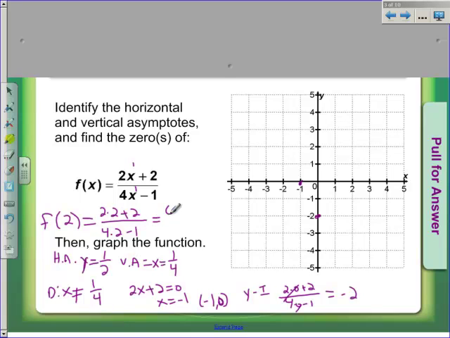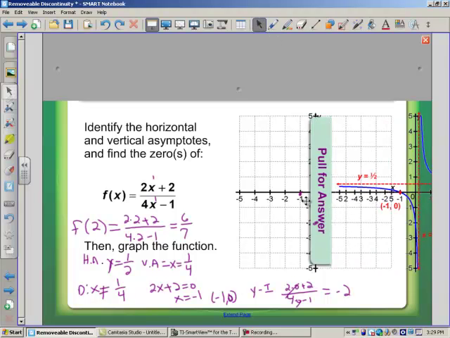And I get 6 over 7. So I know the graph is above the x-axis. It's up here. So that helps me know where the little branch goes. So let's see. We got our x-intercept, y-intercept, our asymptote, a horizontal asymptote at 1/2, vertical asymptote out here at 1/4, and let's see what that looks like.